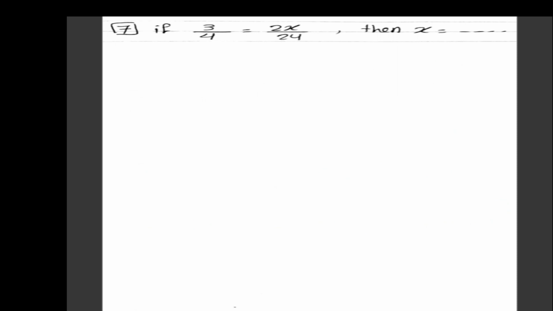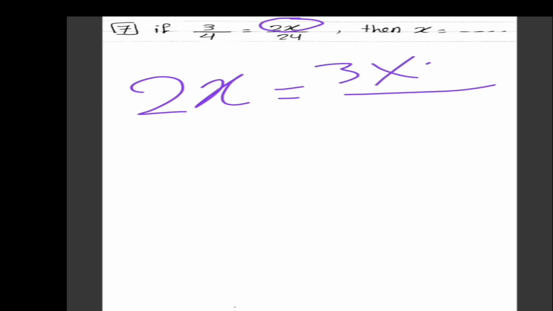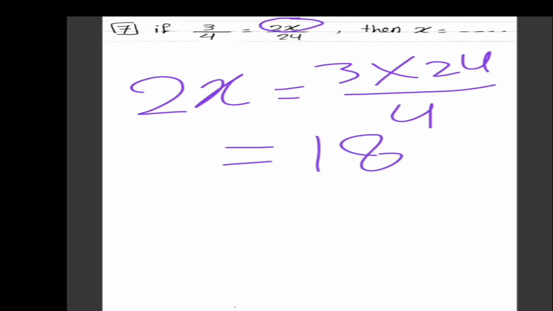Here in example number 7, he says that if 3 : 4 = 2x : 24, then x equals what? Here in the example we have 2x, so we will get the value of 2x. So 2x equals what? Equals 3 times 24 over 4. So the answer will be 18. So 2x equals 18. So x equals what?